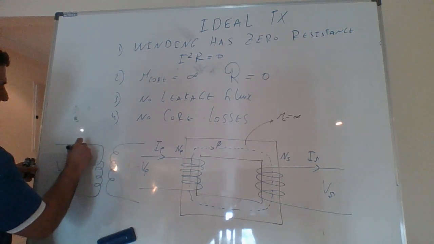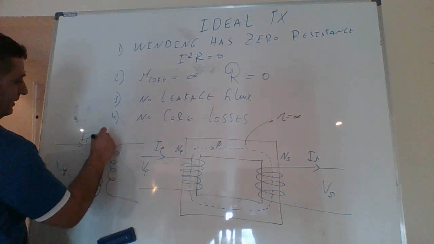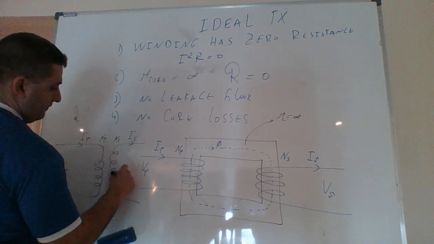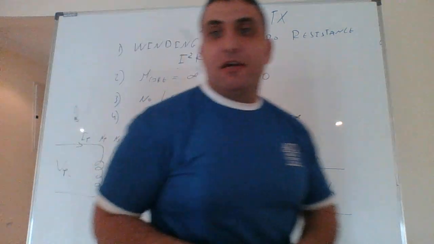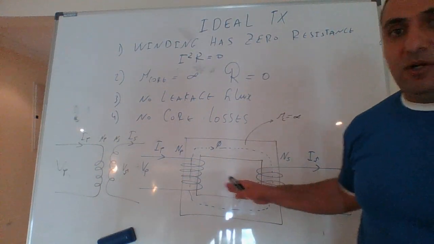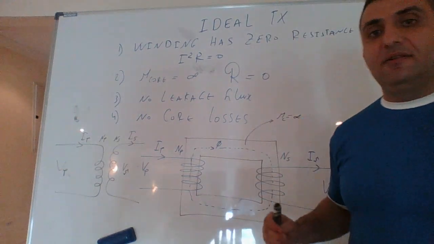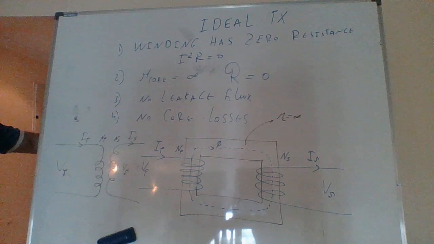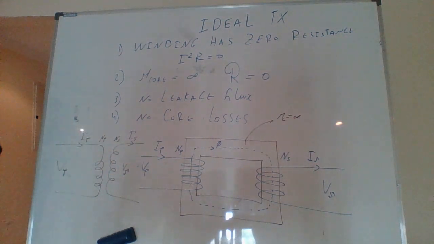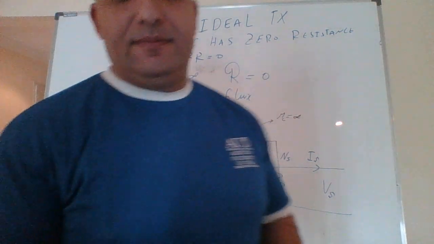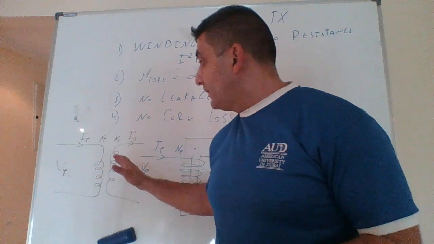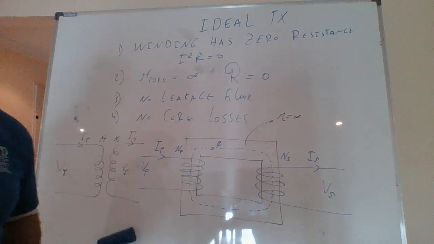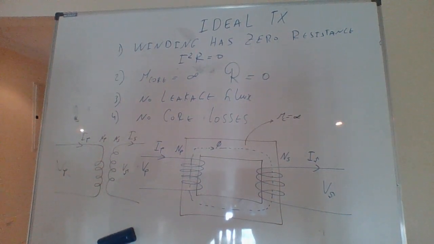Now, I can represent this transformer by this: V primary, I primary, N primary, N secondary, I secondary, V secondary. I can represent the ideal transformer with this representation. I hope that's clear. Now, let's go back to the next stage in regard to our calculations. What can we cover from our calculations?